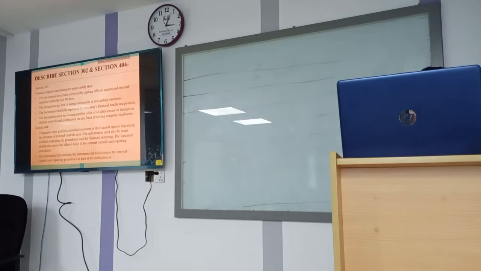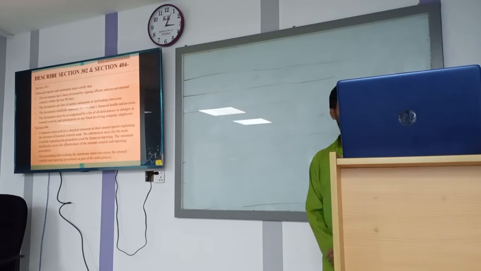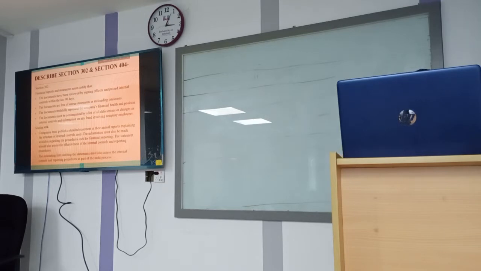Describe section 302 and section 404. Section 302: financial reports and statements must certify that the document has been reviewed by the signing officers and passed internal controls within the last 90 days. The document is free of untrue statements or misleading omissions. The document truthfully represents the company's financial health and position.